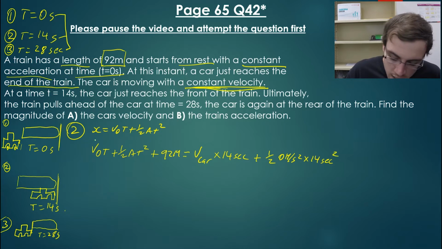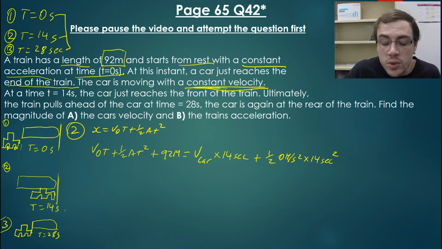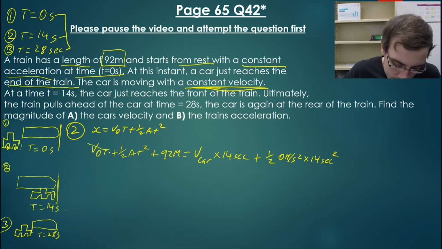For the initial velocity of the train, we know that it started off at 0, because it started from rest, then it accelerated to this point. So this is like our start, this is our finish. It started off at 0 meters per second times time, which is 14. So 0 times 14 is going to equal 0, so that is going to be cancelled.